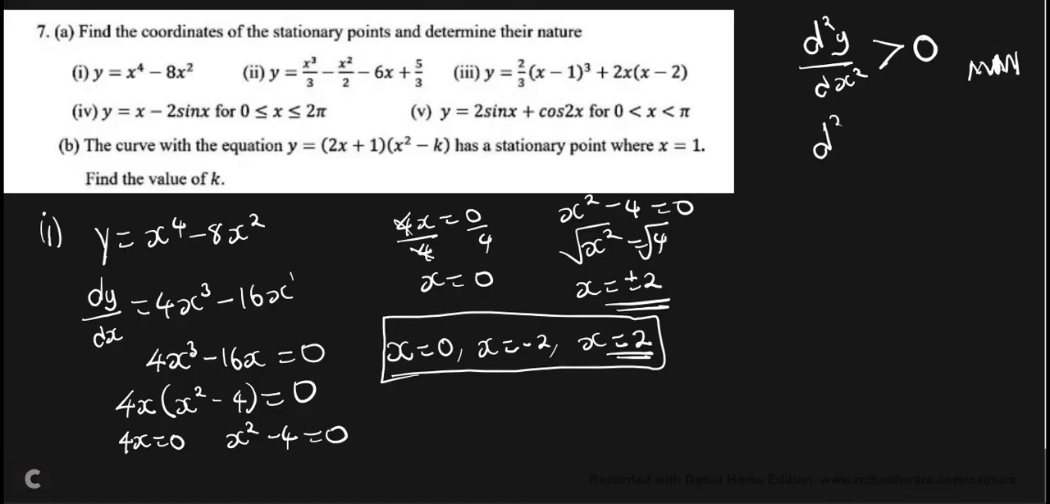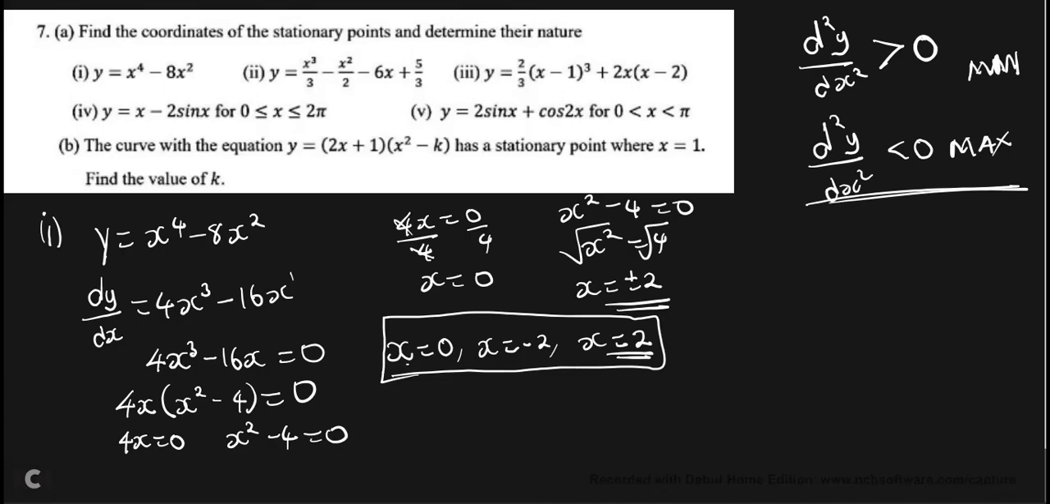But if the second derivative is less than 0, meaning it's a maximum. So if the second derivative is greater than 0, it's a minimum, but if it's less than 0, it's a maximum. In this situation, we have 3 points: x equals 0, x equals negative 2, and x equals 2.